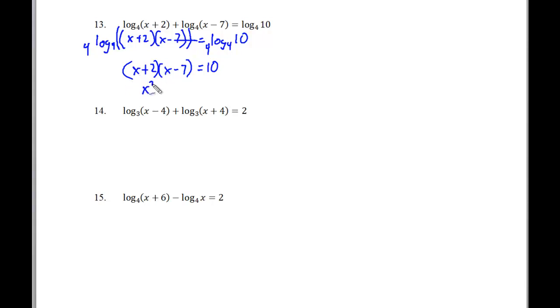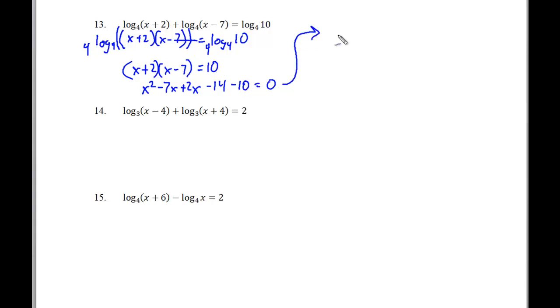So this is going to be x squared minus 7x plus 2x minus 14 minus 10 equals 0. Just to slow down and tell you what I did there, I did my FOIL, so x and x and negative 7, 2 and x, 2 and negative 7, and then we moved the 10 to the other side, so it became a negative 10.